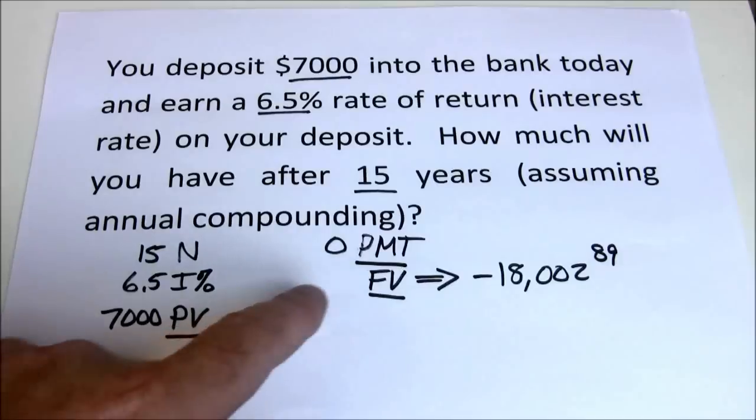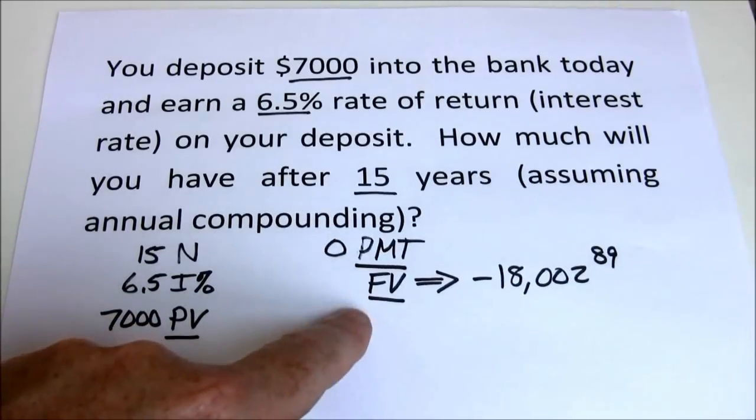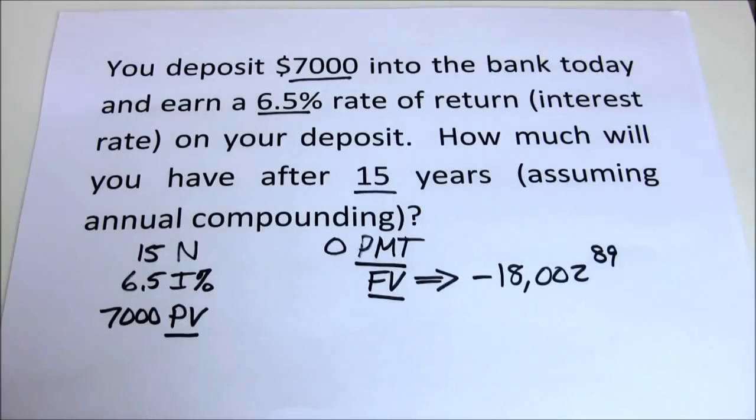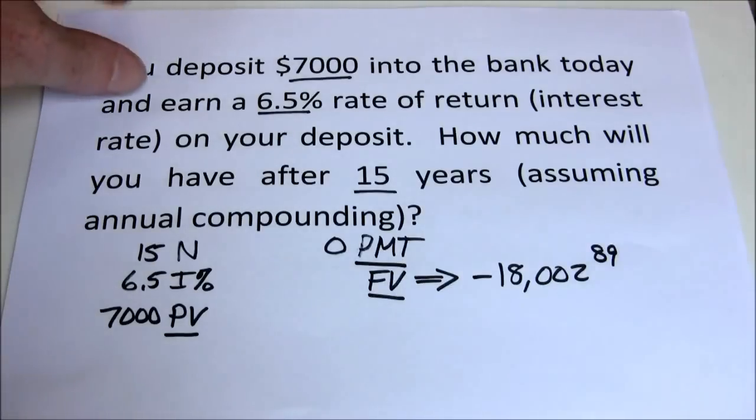If we had a present value and a payment, or a present value and a future value, or in some cases we have all three and we're solving for the interest rate, then we have to be careful about the direction of the cash flows. And we'll see some examples of that in a couple minutes. Now let's go to our next problem.